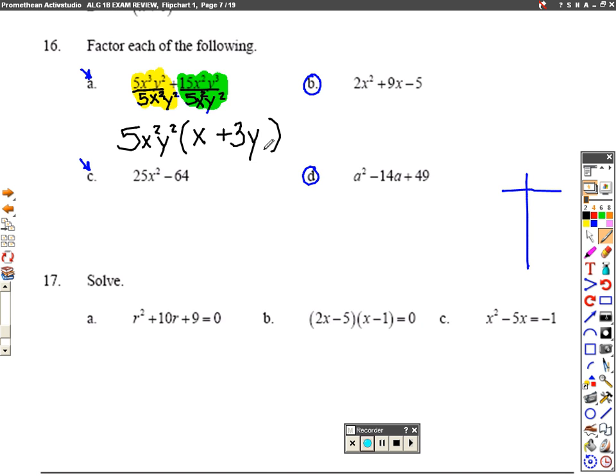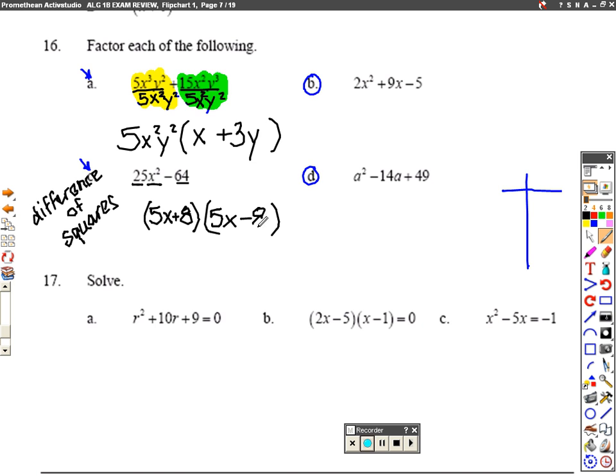Let's go down to number C. This one is kind of a trick. It's called difference of squares. There is a shortcut where you don't really have to do any work. Because 25 and 64 are both perfect squares, you actually know the answer right away. The square root of 25 being 5, the square root of x squared being x, and the square root of 64 being 8. One of these is plus, one of these is minus.